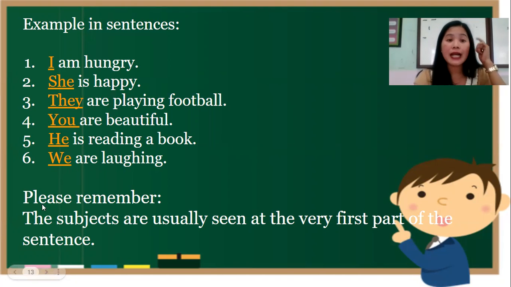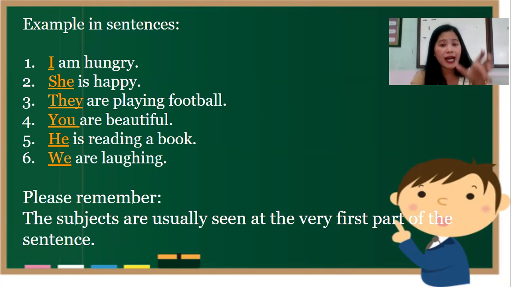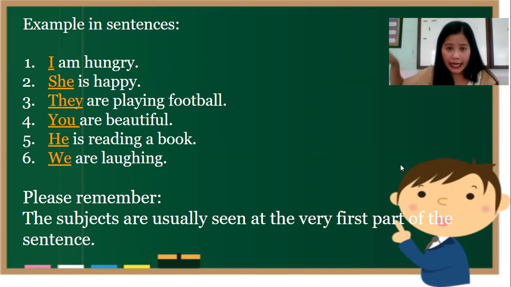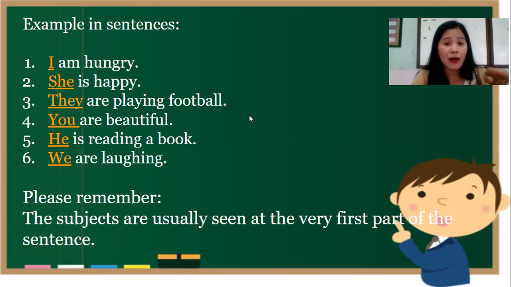Okay, so please remember, the subjects are usually seen at the very first part of a sentence. What does this mean? This means that the subject is always in the first part of the sentence. They are not located in the middle, or the last. So, example sentence, number three, the subject is in the first. You can see the subject at the very first of the sentence.